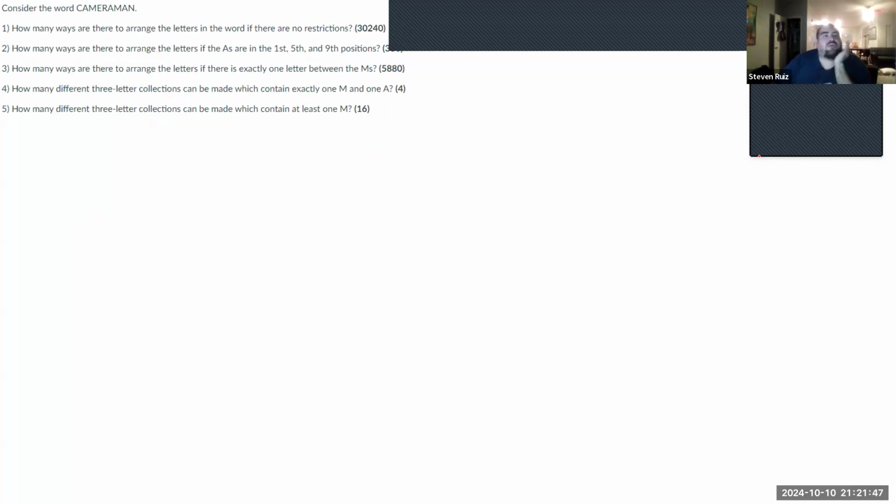All right, moving on to the last part here. How many different 3-letter collections can be made which contain at least one M? So one of the operative phrases here is at least one M. We're going to break this into multiple mutually exclusive cases. So one of those cases, I'll call case A. I'll say 1 M. Let's just handle that one first. We'll talk about where to go from there.